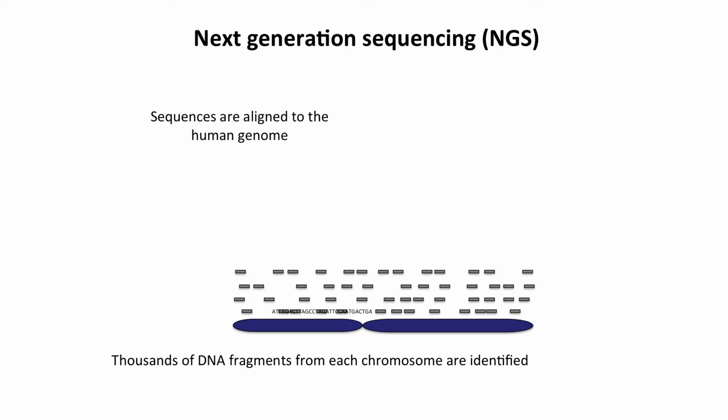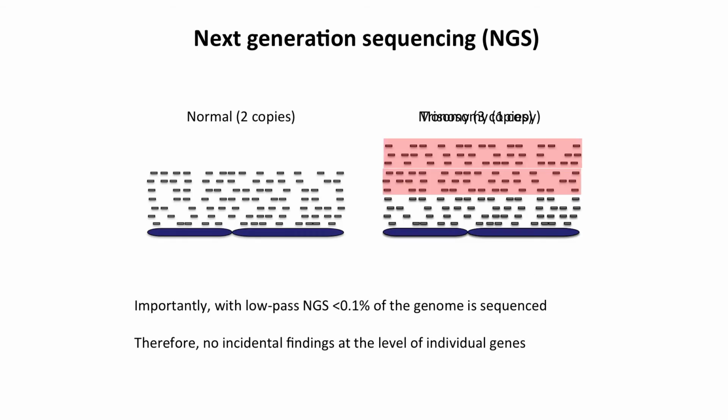And so you end up with literally thousands and thousands of fragments of DNA from each chromosome. And you can then say, well, if there's 2 copies, we expect a certain number of fragments. But if we detect too many, that's because the embryo has an extra copy of that chromosome. Or if we detect too few, that's because the embryo didn't have enough copies of that chromosome. So this works very nicely in the context of PGS.